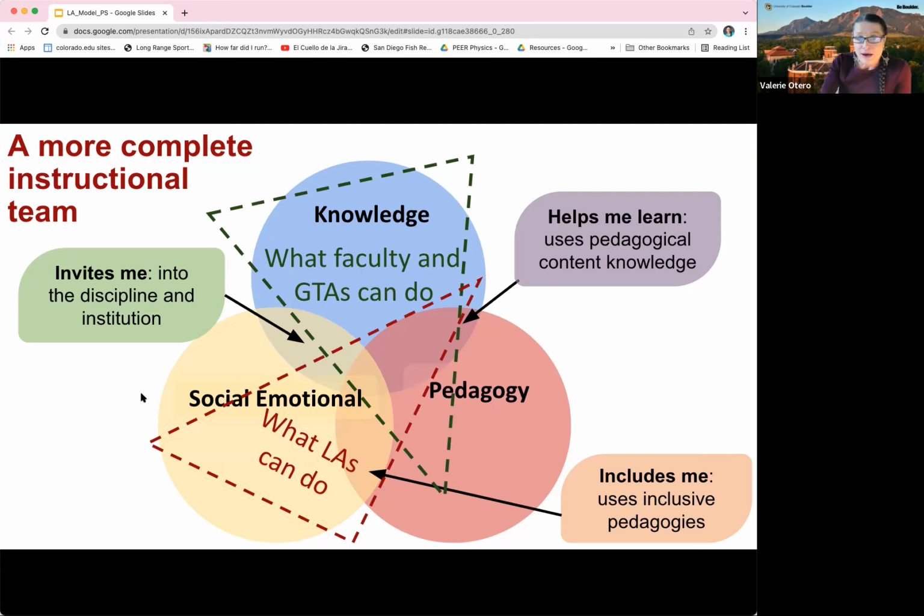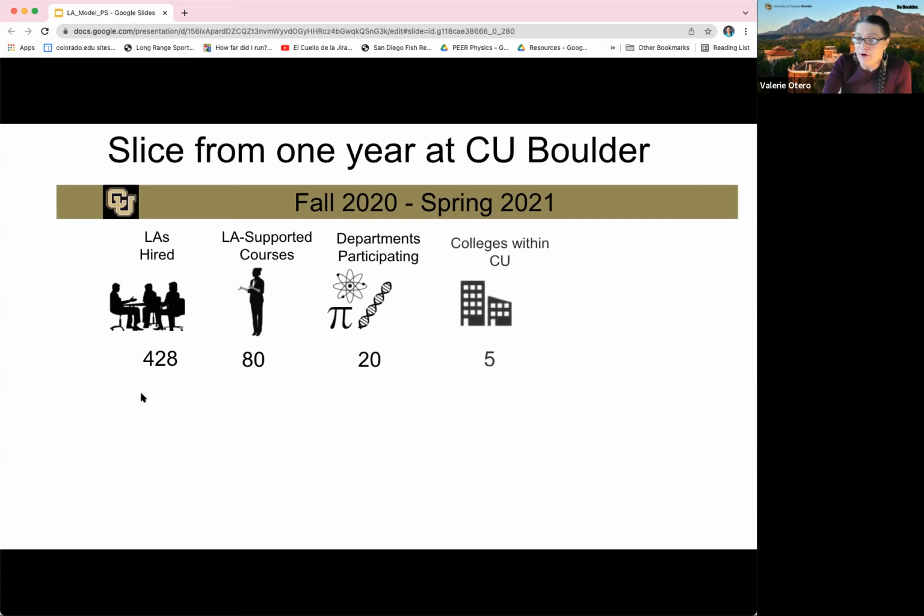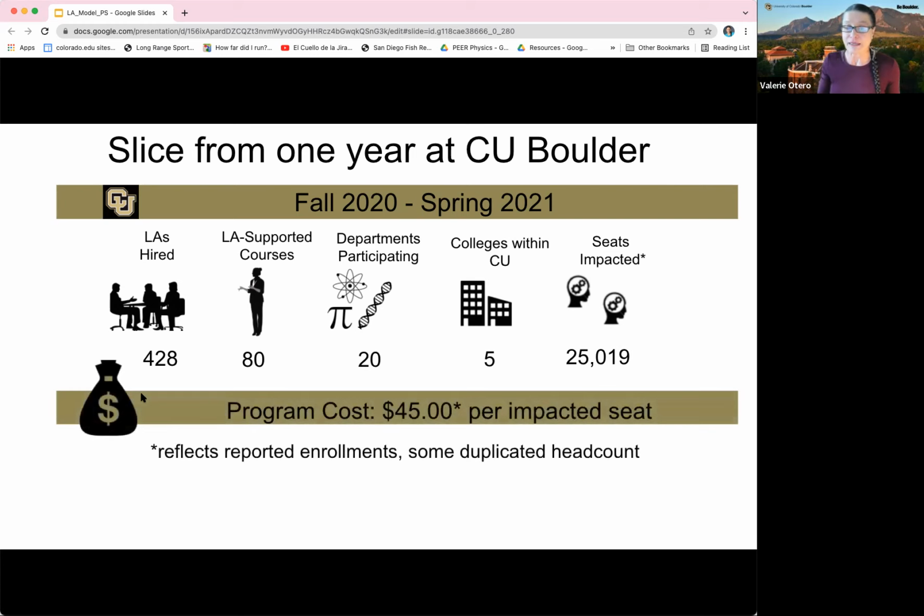One last image for you, just so you know what's up at CU Boulder. This is a year at CU Boulder. We hired 428 LAs that year. We supported 80 courses in 20 participating departments from 5 colleges and schools. And we impacted 25,000 seats. Some of those have duplicated head count, so it may not be exactly the number of students, but after we try to remove duplicated head count, the cost ends up being $45 per impacted student, which is a real bargain if the outcomes that we think we're seeing are real.